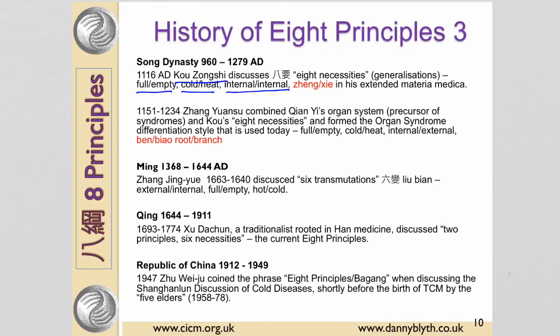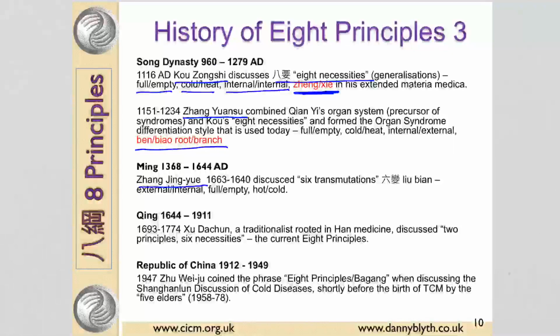Ge Zongshi called these the 8 necessities, and he matched them up with zheng and xie, upright and pathogenic qi. Zhuan Yansu also used these 8 necessities, but he included ben and biao, root and branch, instead of zheng and xie.